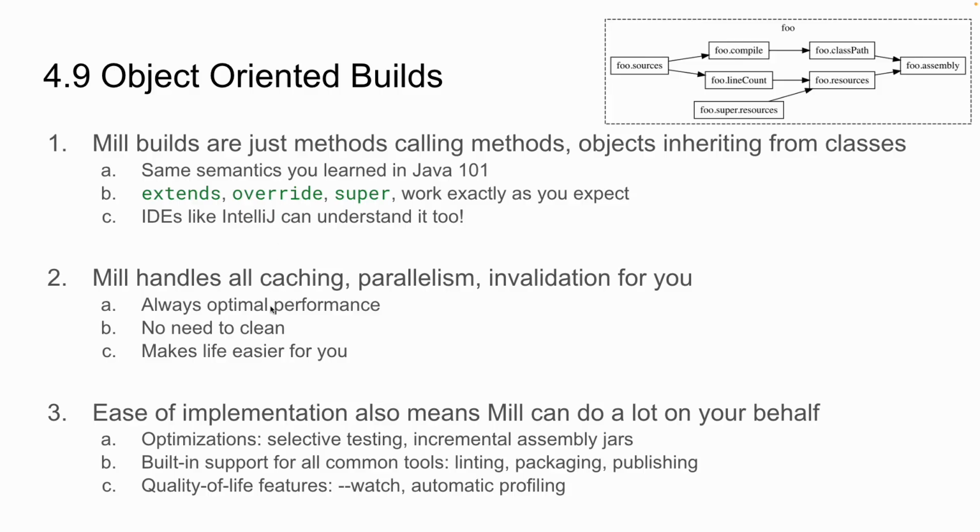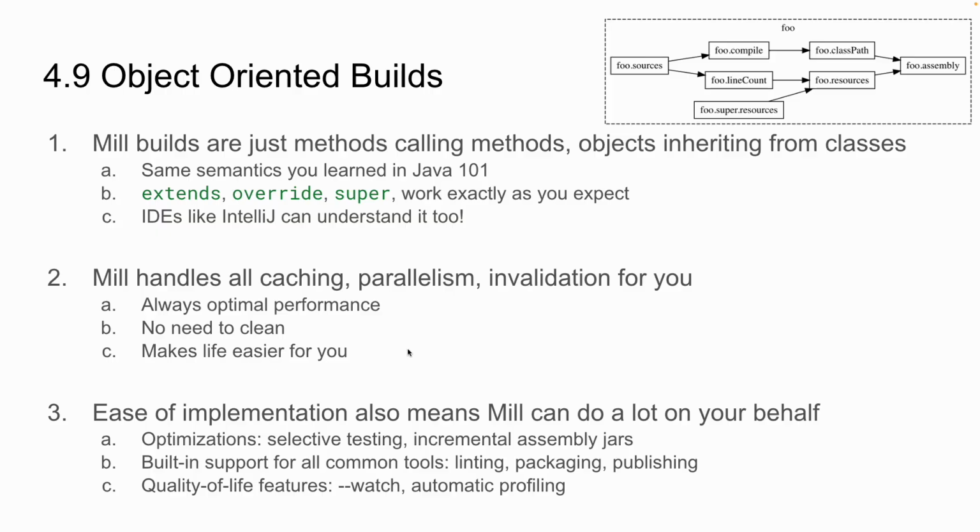So you always get good performance because you won't have some guy forgetting to cache things, or depending on too big a folder and rerunning things unnecessarily. And you don't need to clean as often because you don't have the flip side where someone forgot to declare a dependency and now your build is inconsistent and fails non-deterministically depending on what you run in what order. Mill does that for you and you get the best of both worlds without having to do anything yourself. And this makes life easier for everyone.